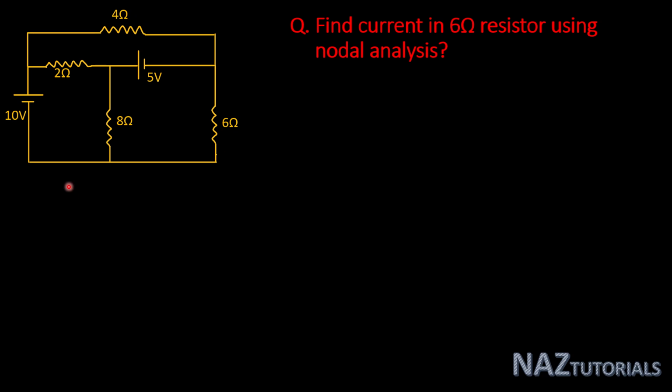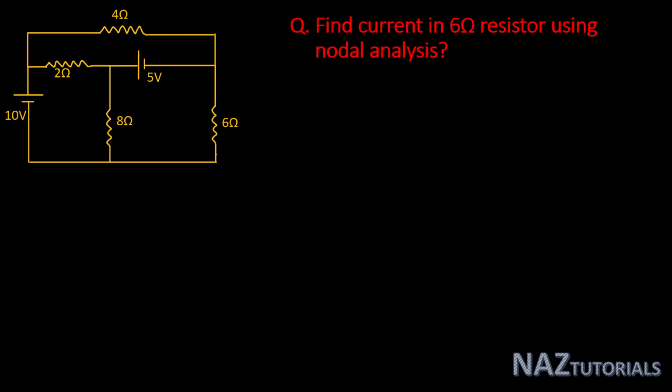Hello everyone, this is our next question for nodal analysis. Here we find the current in the 6 ohm resistor by using nodal analysis. If you see this circuit, there are two voltage sources, a 10 volt source and a 5 volt source, which are connected between the nodes but do not contain any branch resistance. So let's see the solution.